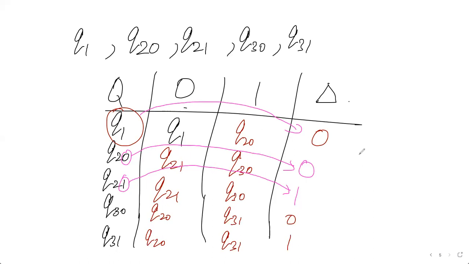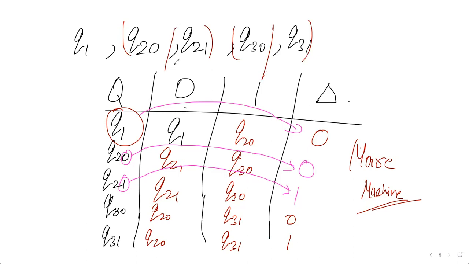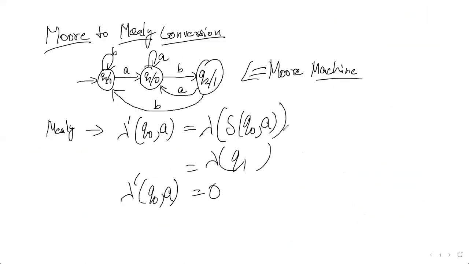Okay, now this is a Mealy machine. Mealy machine has more states. The only idea about the Mealy machine is to split the states. If any state has multiple outputs, then we split those states, else we don't need to split those states. Okay. So I'll just revise once more.